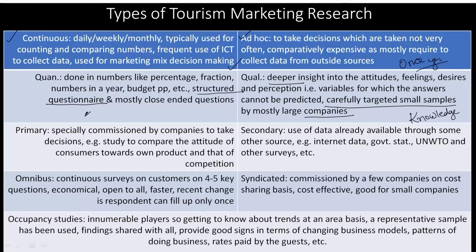Now next is secondary data. Secondary data is data which is already available through some other source. Somebody else has conducted a research, or maybe you yourself conducted the research, but for some other purpose or at some other time, then that becomes secondary data and a good source of information also.